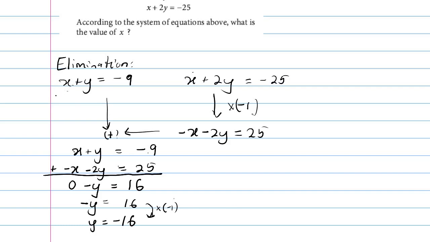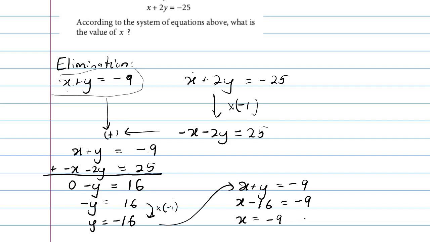Alright, so we know that y is negative 16. Maybe we can use one of these equations, maybe this one, to find x. So we have x plus y equals negative 9. We know that y is negative 16. So we have negative 9, and you add 16 to both sides, x equals negative 9 plus 16. And so it turns out that x is equal to 7, right? So the answer is 7 and negative 16. They wanted to find the value of x, so we have x equals 7.